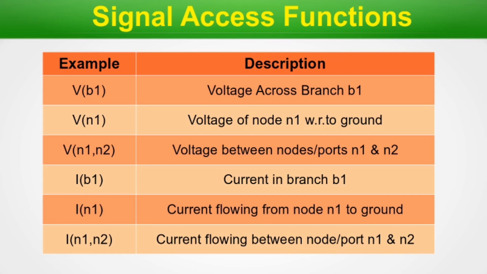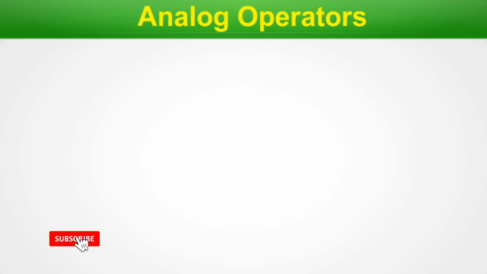The next one is current in branch B1, IB1, and the next one is IN1, the current flowing in node N1 to ground. So these two also look very familiar in type of writing, but these are different, because the first one gives a branch current, the second one gives a particular node current which is from that node flowing towards the ground. The third one is IN1, N2, which gives the current between the two nodes or ports N1 and N2. So these are the signal access functions. So we are done with this section. Let's move on to the next section.